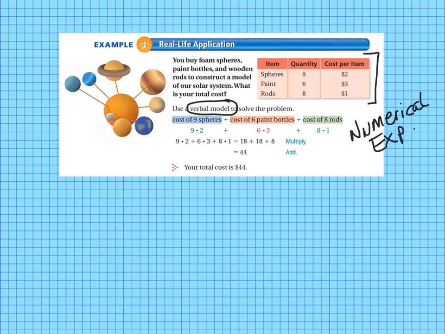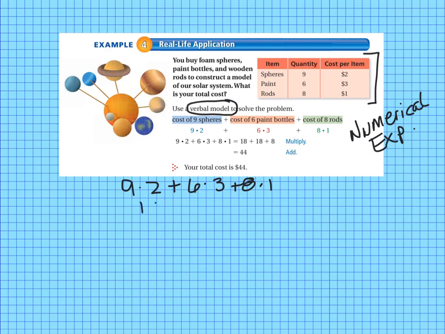So the cost of 9 spheres is 9 times 2, and the cost of 6 paint bottles is 6 times 3, and the cost of 8 rods is 8 times 1. So the first thing you're going to do is multiply, and if I were helping you with this problem, I would write it out like this. Plus 8 times 1. And I would do one step at a time.